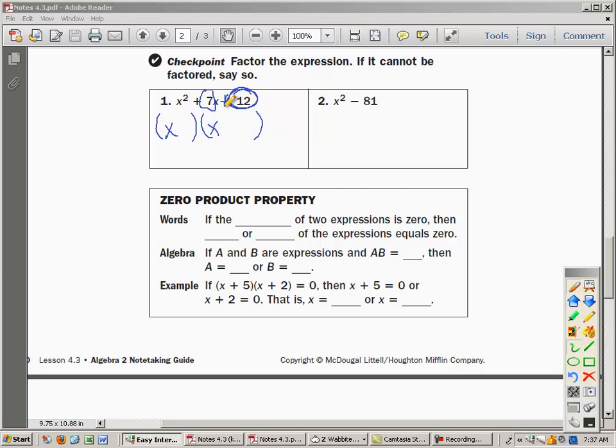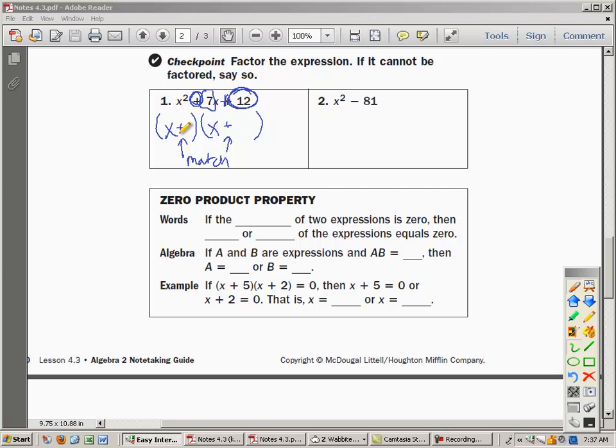The only way I'm going to get positive 12 is if these two signs are matching, right? These have to match. Either they're both pluses or they're both minuses. The only way we're going to get positive 12 is a negative times a negative or a positive times a positive. Now, how am I going to get positive 7x out of double negatives? Well, you can't, right? So that means that these both have to be pluses.